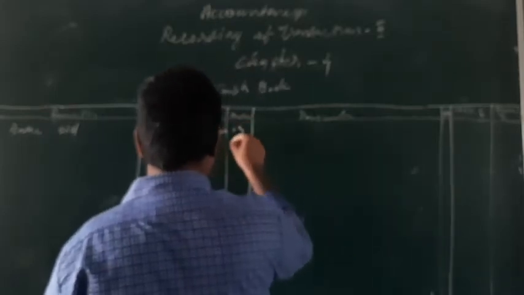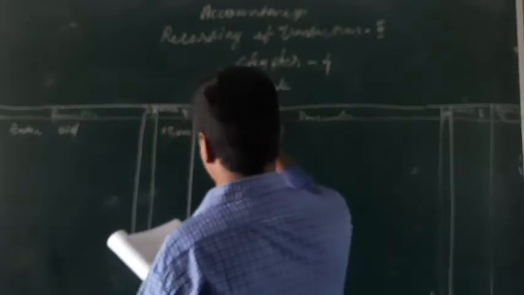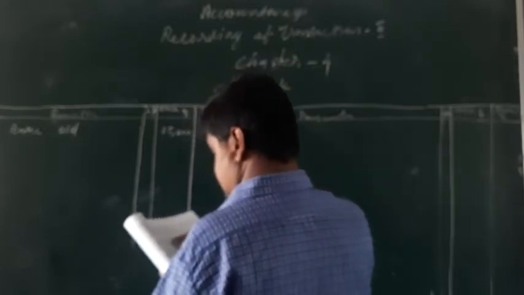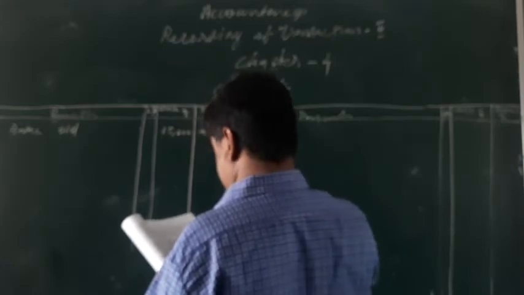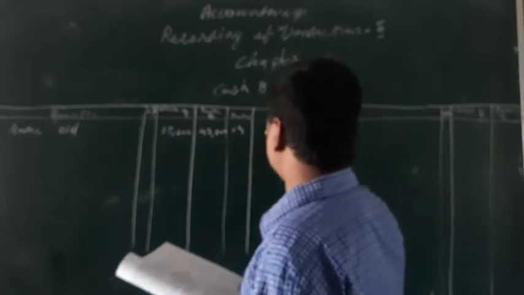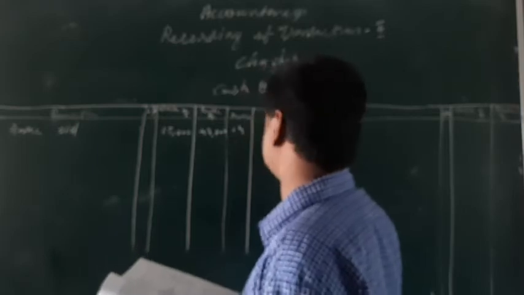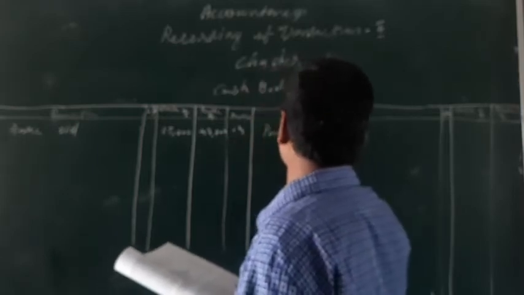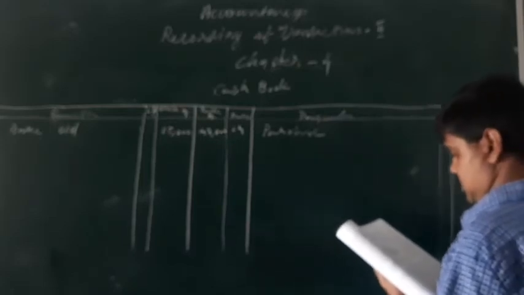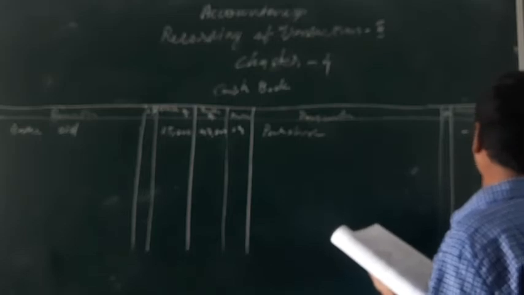Next you can see purchase goods by check. Which date is it? On 4th, also September 2017. What has taken place? Purchase of goods by check. Check means we consider that bank itself. So the purchase of goods is mentioned; we write purchase itself, in the payments side, and the amount is 12,000.